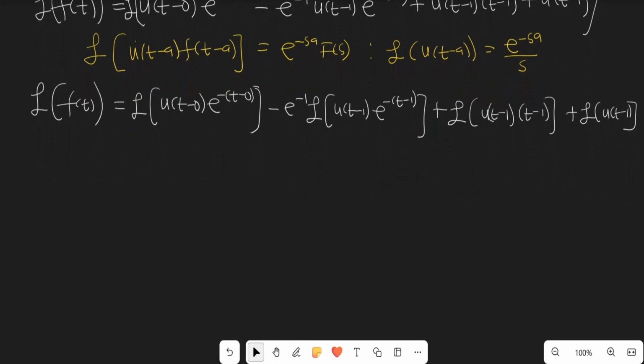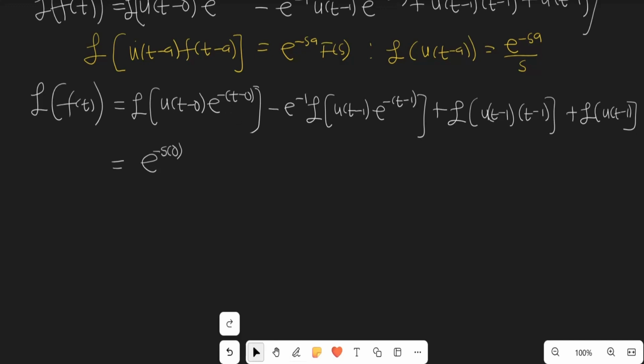Cool stuff. Now let's apply these ones. So for the first one, we have this. A in this case is 0, right? So we have 0 here. So that is going to be e to the negative s times 0, times the Laplace transform of the unshifted function. The shifted function in this case is e to the negative (t minus 0), so the unshifted function is going to be e to the negative t.